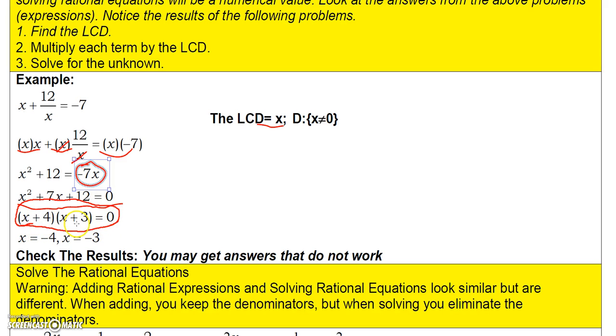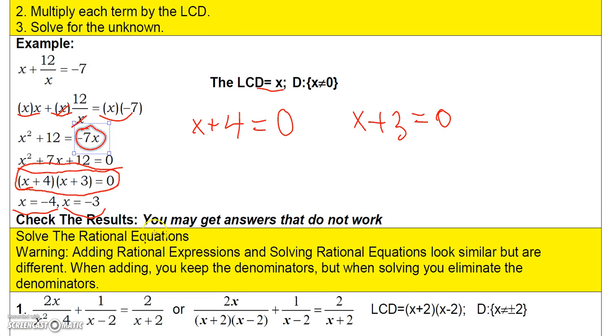So if x plus 4 times x plus 3 equals 0, then either x plus 4 must be 0, which would mean x equals negative 4. I'm doing this part in my head here. And the other factor, x plus 3, would have to be 0, and if you solve that equation, x equals negative 3. Now, if that bothers you, then just write out over here somewhere the equation x plus 4 equals 0 and solve it, and then write out the other equation, x plus 3 equals 0, and solve it, and then you can see how I got the solutions negative 4 and negative 3.